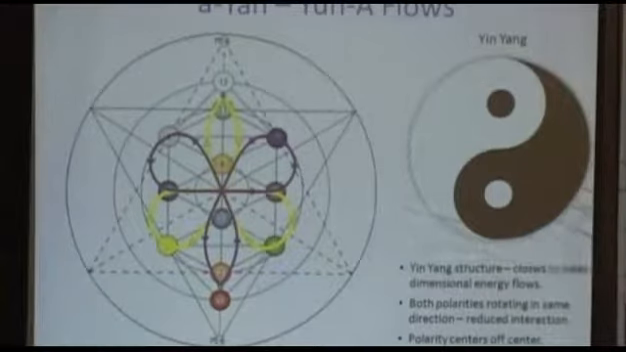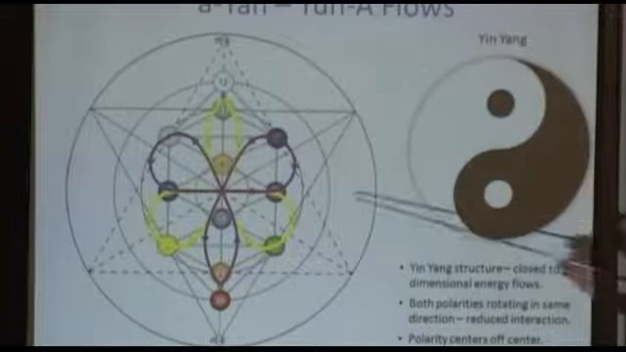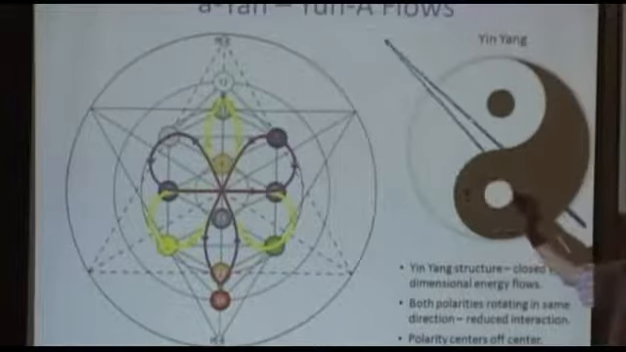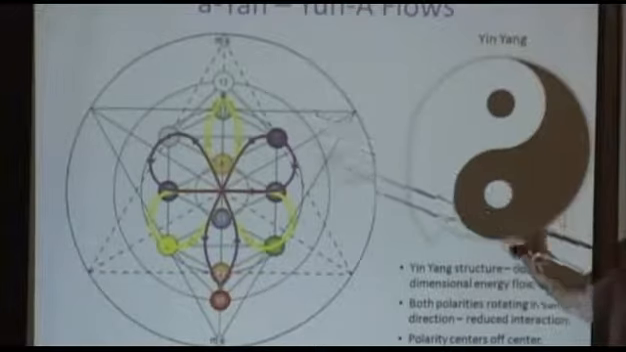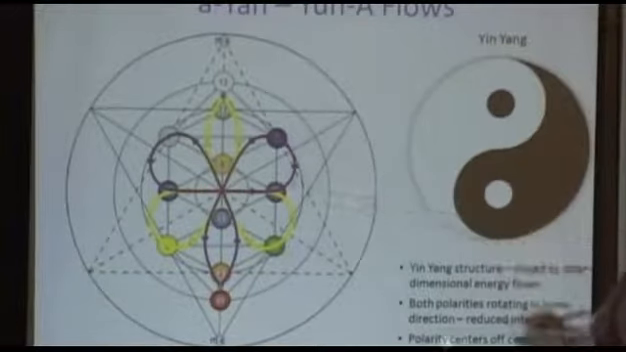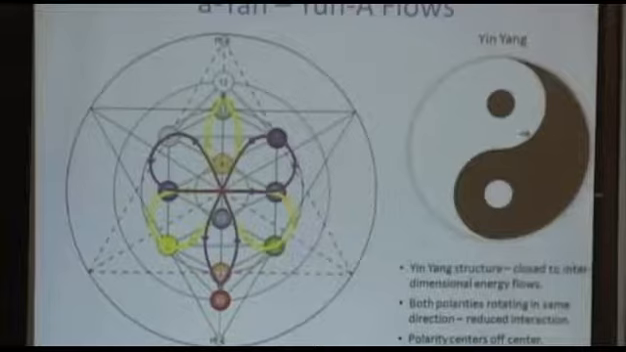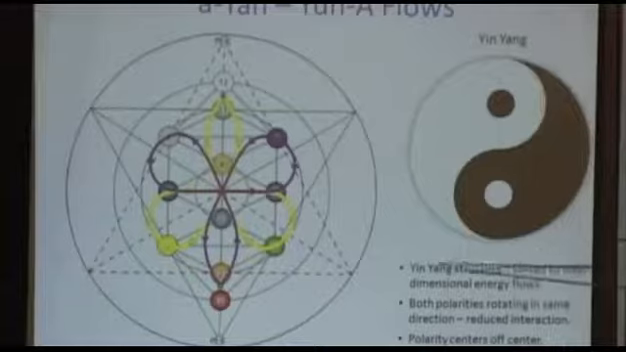Now, if we go to the corresponding structure on the Metatronic side, we come up with the yin-yang structure. This is referred to as the Ayan-Yone flow, the pattern by which energy is circulated within the Merkaba structure. Now, if we look at the corresponding structure on the Metatronic side, we have a yin-yang energy distribution. Now, looking at this structure, we can see that the structure is closed.